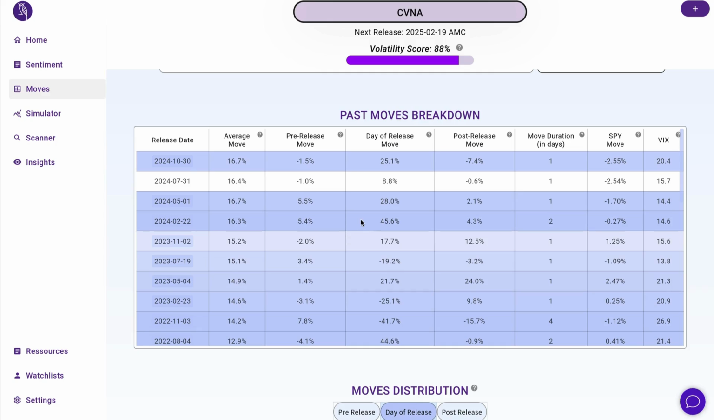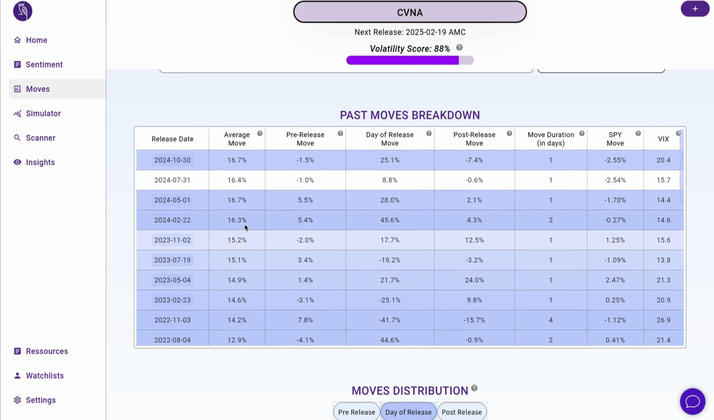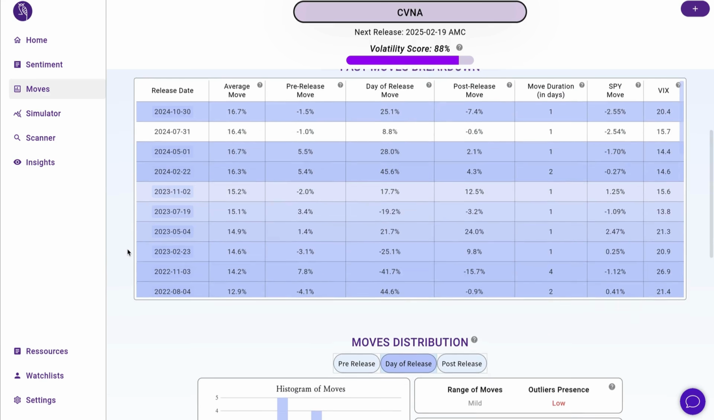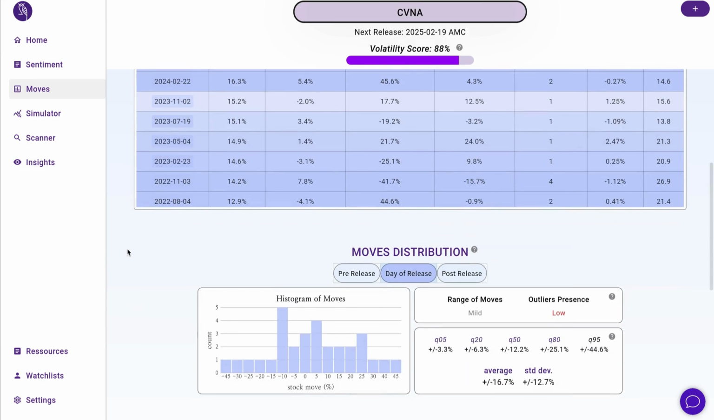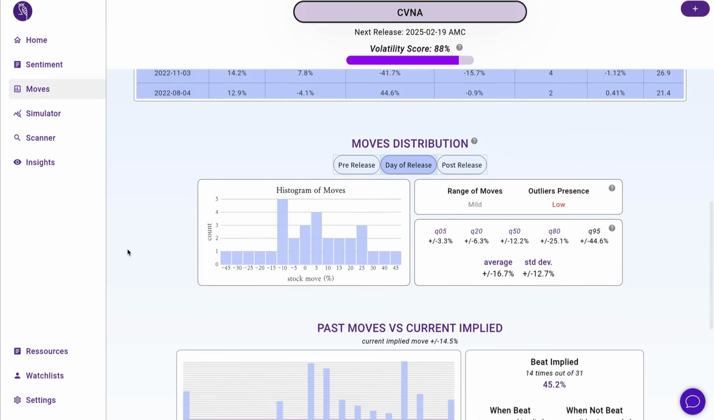The more highlighted the blue, the bigger the move compared to the average move, right? And so you see here a lot of blue, and obviously very big moves for CVNA. This is a very volatile stock that, as you can see here, has a very high volatility score computed at 88%. Not always the case for all stocks, obviously, but an interesting example, and this is a good type of candidate that we like for this long volatility.